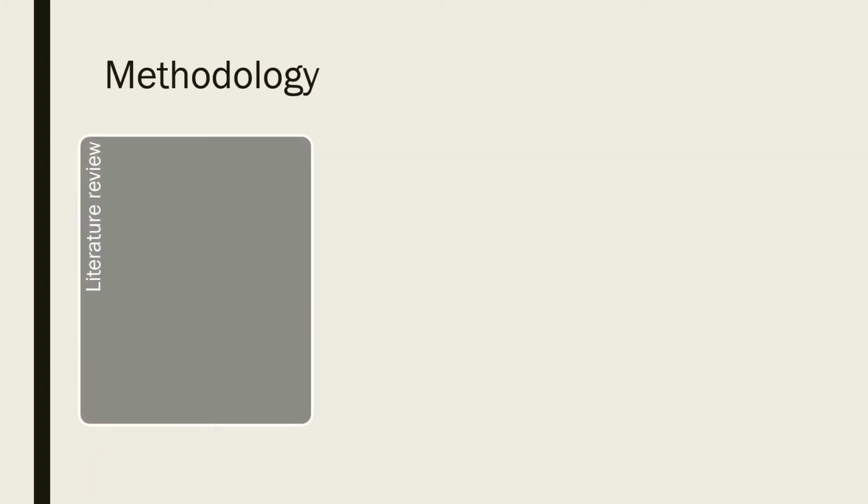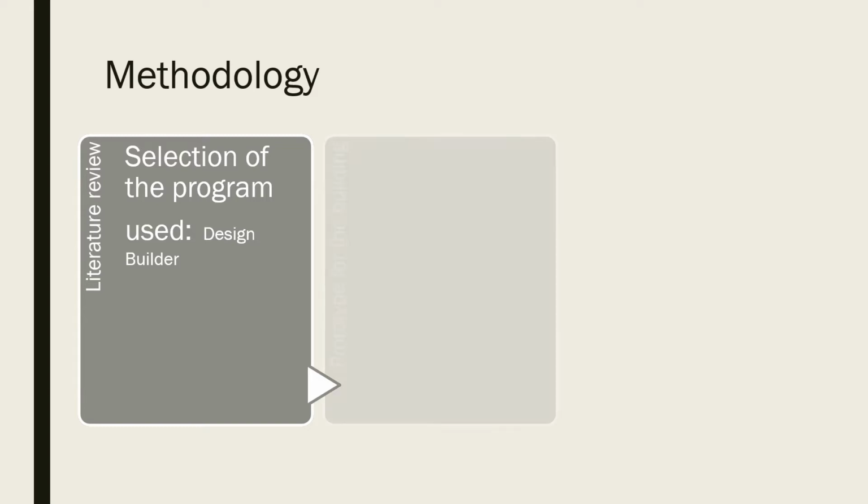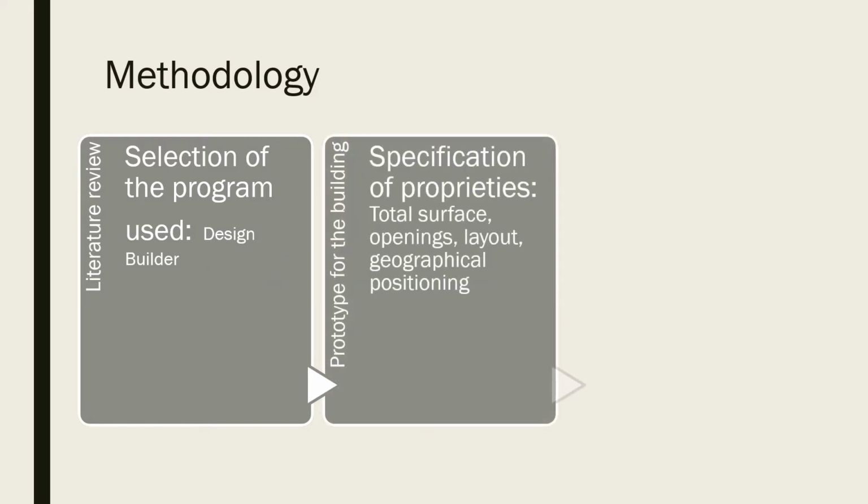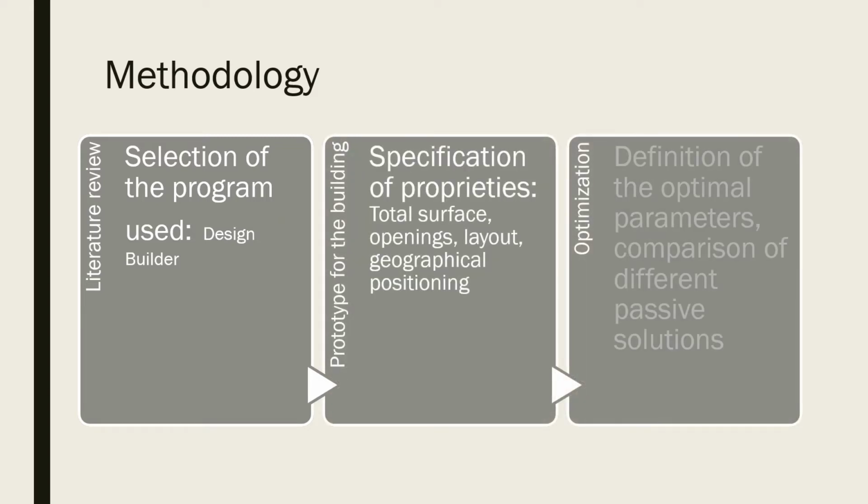To optimize the building in Benguerir, the following methodology was used. First of all, based on a general literature review that was concluded on the optimization of the buildings in a semi-arid region, the DesignBuilder software was selected for this study. Secondly, preparing a prototype for the buildings and its properties are specified: total surface, openings, layout, and geographical positioning.